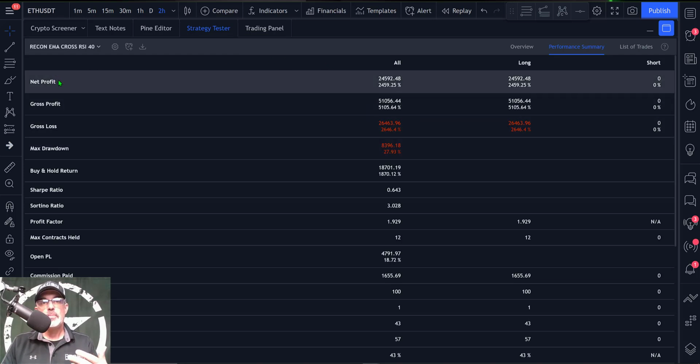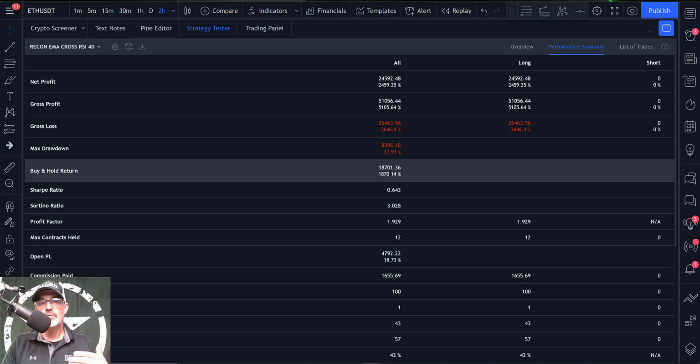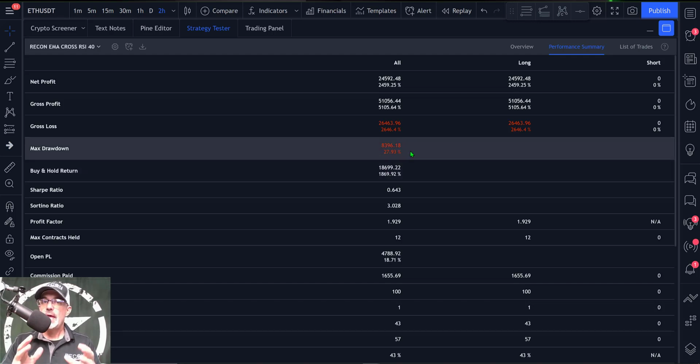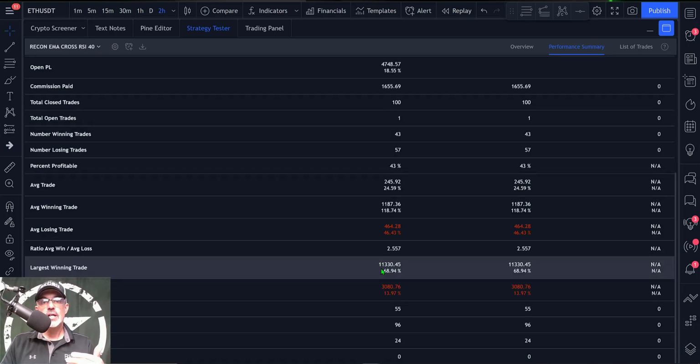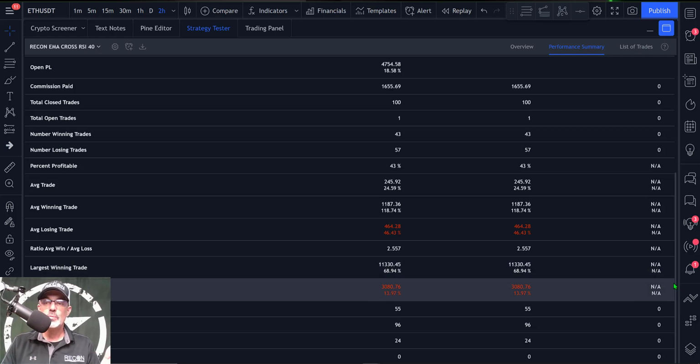And the net profit for this strategy all time would have been 2,400% basically. So this bot is performing about 600% better than a buy and hold. Now, the max drawdown is 27%, and that is typically considered acceptable in the trading industry. And the win rate is only around 43%. And then the largest winning trade this strategy would have had during this backtest time frame would have been 68, almost 69%, with the largest losing trade of 13, almost 14%.